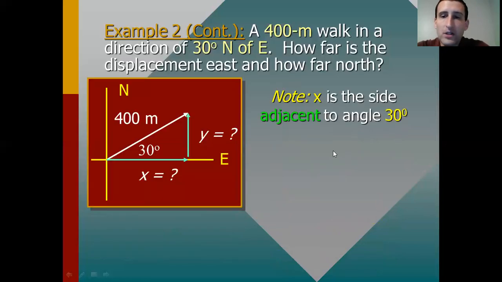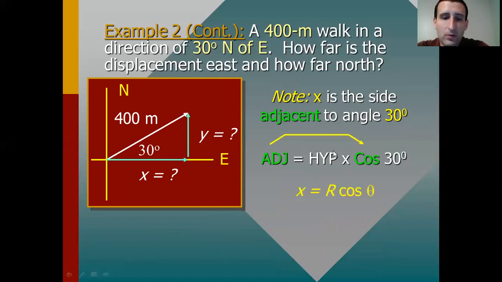So again, we continue our calculations here, and they're working through this step by step so that we can understand what's going on. So x equals r cosine of theta. The r is the hypotenuse, 400 times the cosine of the angle, 30 degrees, gives us this value, 346 meters positive, and that's in the east direction. So 346 meters east.